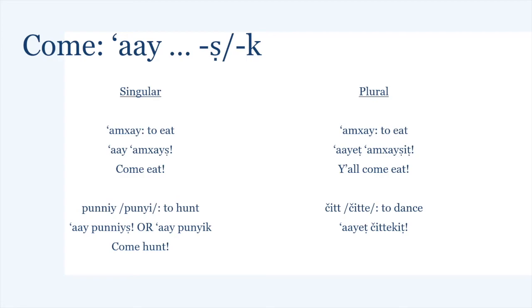So chit means to dance. Ayet chitekit. Here I tried very hard to find an example where she put the K, the ending K for a plural command, and I found one, just one. Ayet chitekit. So chite, to dance. Ki. So ki for that K and for that plural command. Ayet chitekit. Y'all come dance. Ayet chitekit. A mouthful.